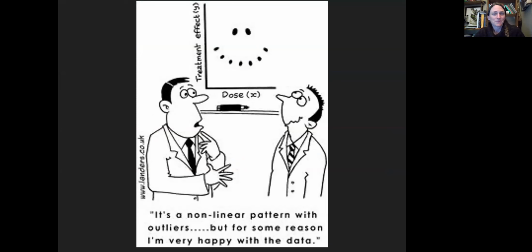Here's a little joke for you. One guy says to the other, "It's a nonlinear pattern with outliers, but for some reason, I'm very happy with the data." Anyway, hopefully that gives you a little bit of levity.